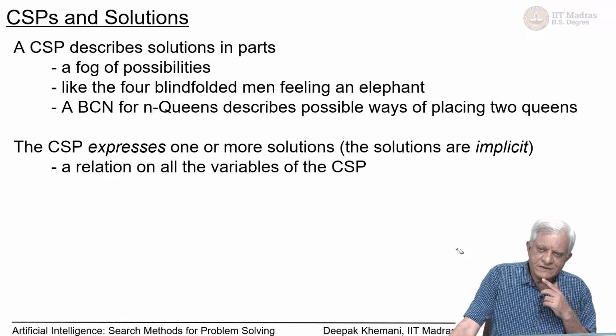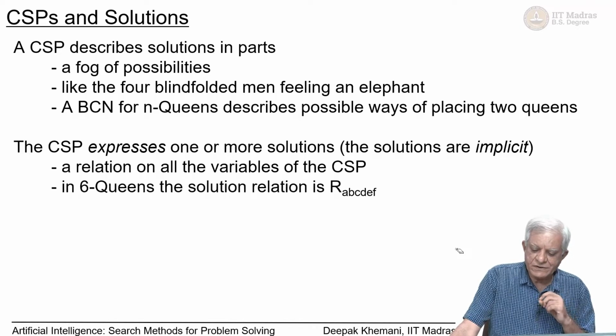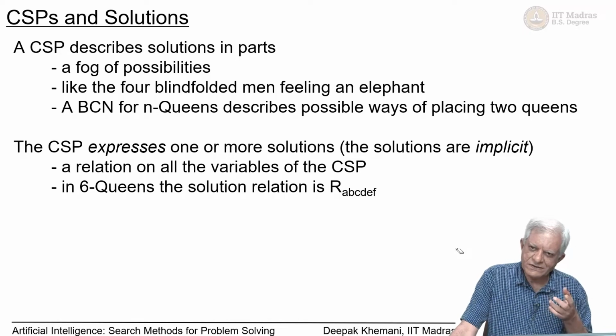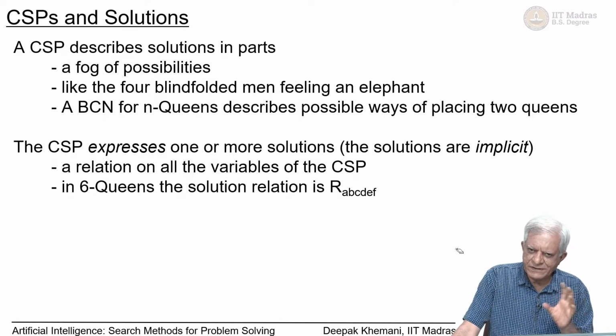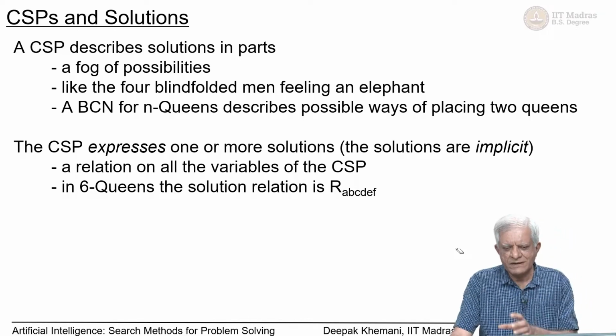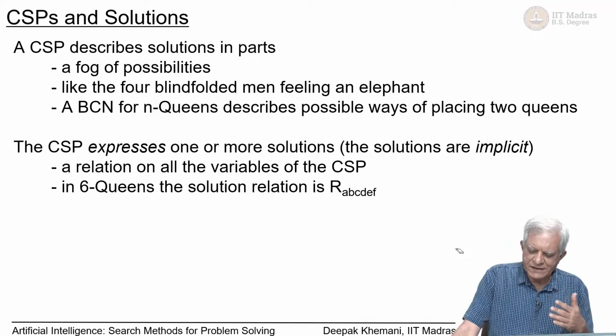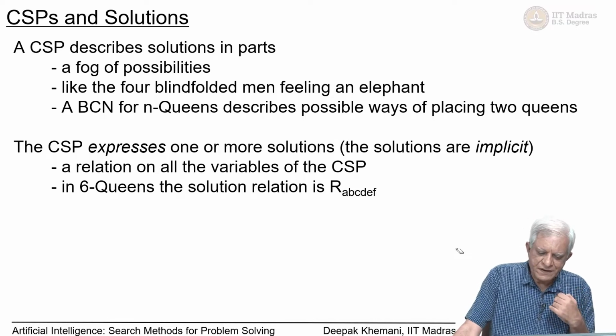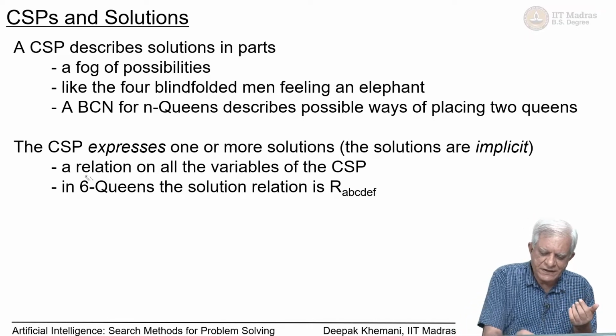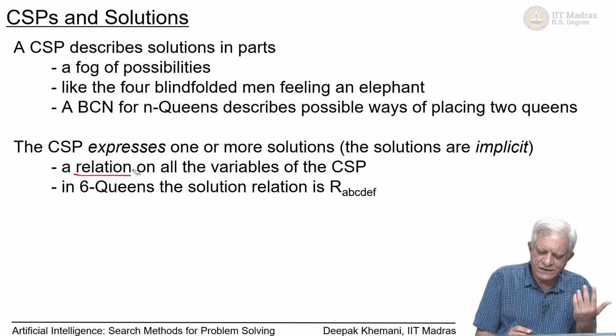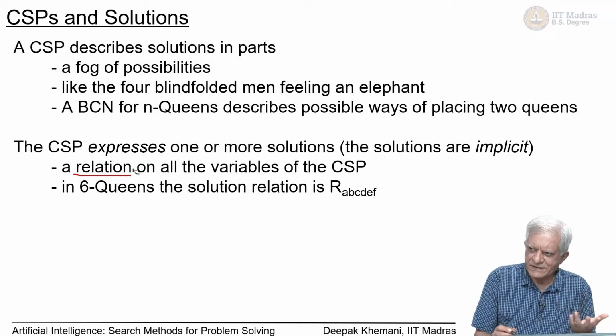Now, we also said that the constraint satisfaction problem expresses one or more solutions, but the thing is that they are implicit. We know that the 6 queen problem has a solution, but we do not know what that solution is. We only know that queen 1 and queen 2 can be placed in these possible combinations, queen 2 and queen 3 can be placed in these possible combinations. There is a solution, but that is implicit, and that is what we need to extract from there. So, what is a solution? A solution is a relation on all the variables of the CSP essentially.